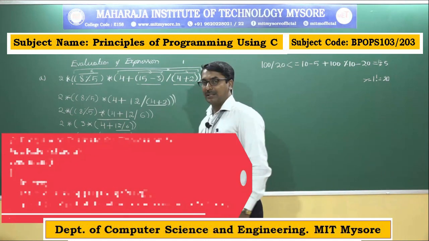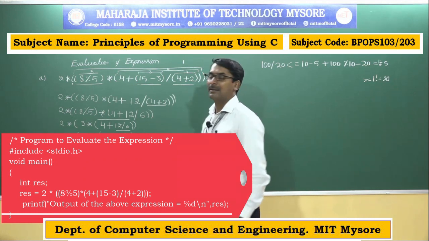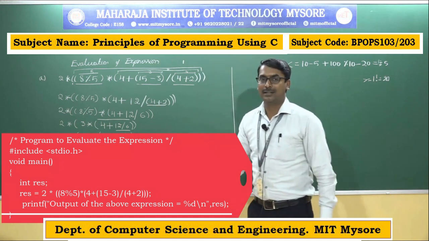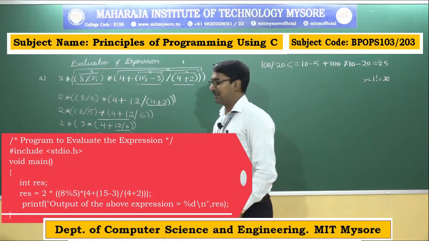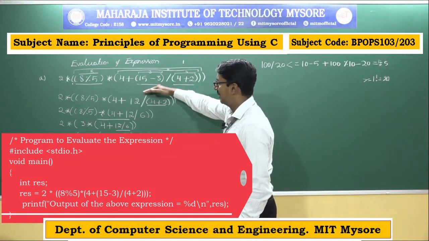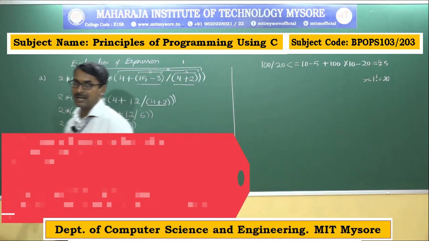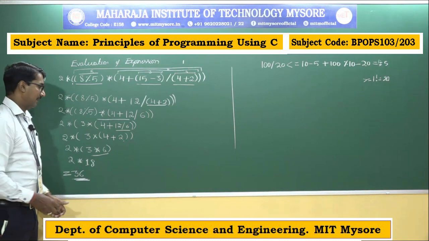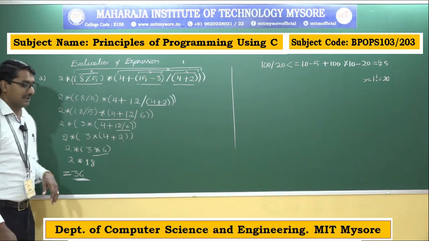Then the operators. In this expression, there are multiplication, division, addition, subtraction and modulus, so all 5 operators are present. In arithmetic operators, the highest precedence is for multiplication, division and modulus. Next precedence is for plus and minus. So here the division operation executes first, later modulus, multiplication, and then subtraction and addition. After evaluating this expression, the final result is 36. Okay, this is the way of evaluating an expression.